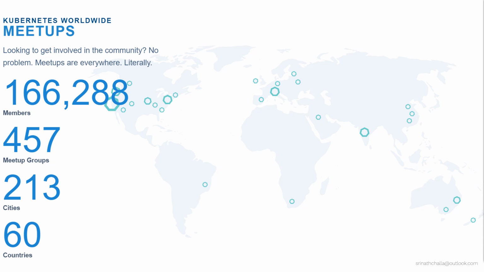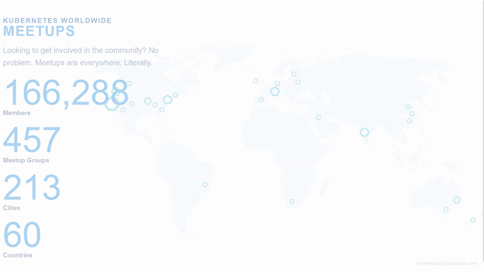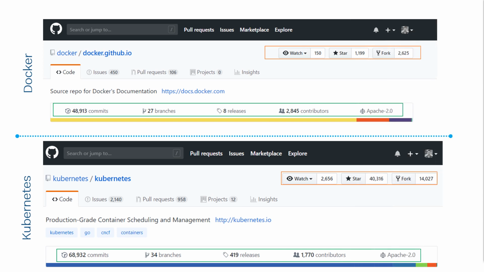Now, let's take a look at Kubernetes on GitHub and compare it with another popular open source project, which is Docker. Here are the screenshots from Docker and Kubernetes from GitHub. If you compare these numbers, you can easily understand why Kubernetes is a more popular open source project than Docker. As you can see, Kubernetes is starred 40,000 times and forked more than 2,500 times and has almost 70,000 commits so far.